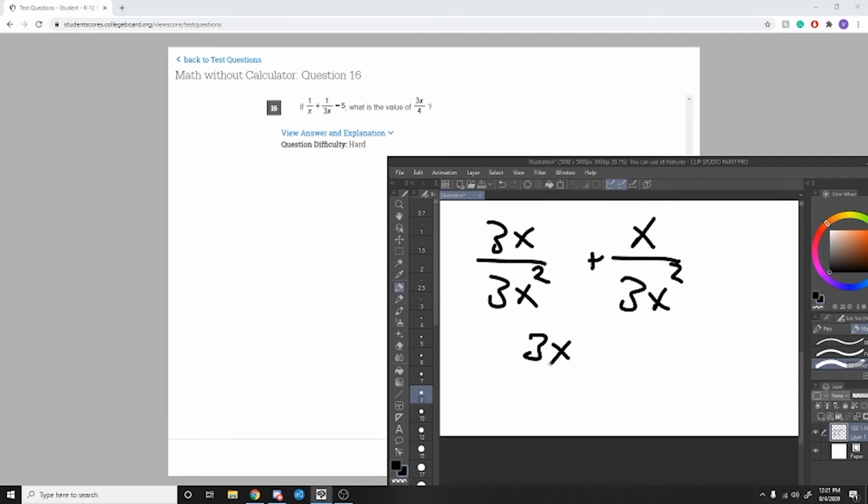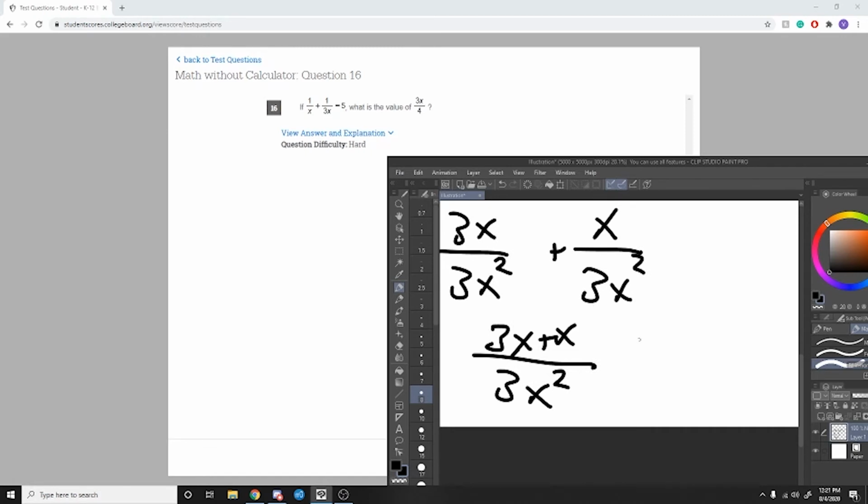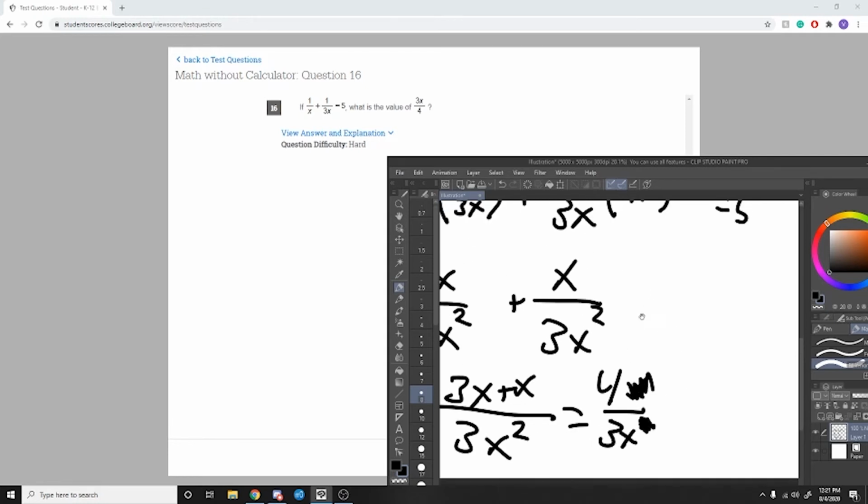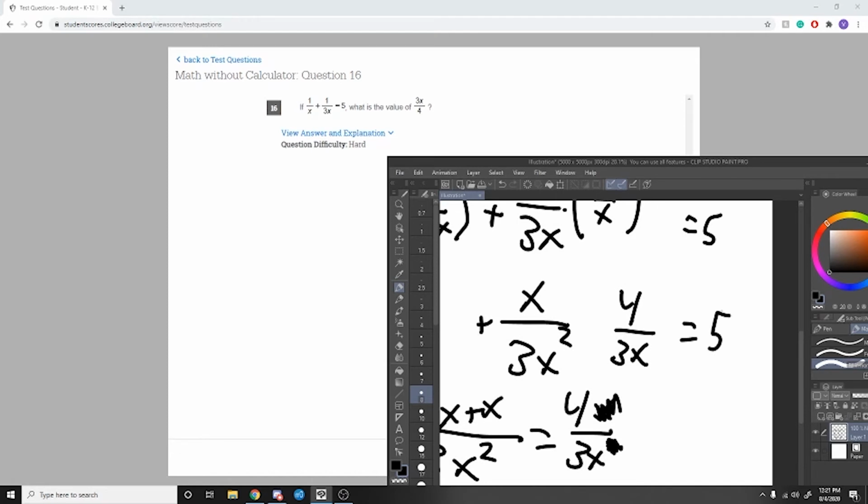It will be 3x plus x over 3x squared. Now 3x plus x equals 4x over 3x squared. Now look, the top has x, the bottom has x. You could cancel those out. Now it's 4 over 3x, that equals 5. Now if you look at the value, we're trying to find 3x over 4.